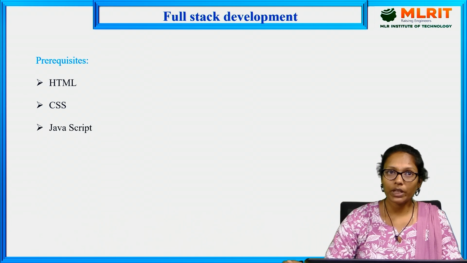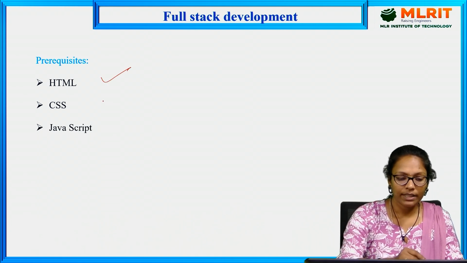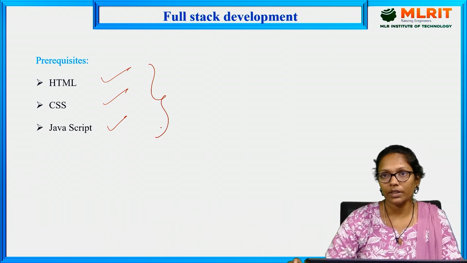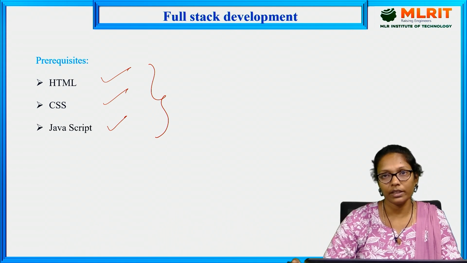And coming to the prerequisites for this subject: one is HTML, CSS, and JavaScript. As we already know, all these technologies are needed for front-end development. So HTML, CSS, JavaScript are the main languages which we need to know before learning full stack development.